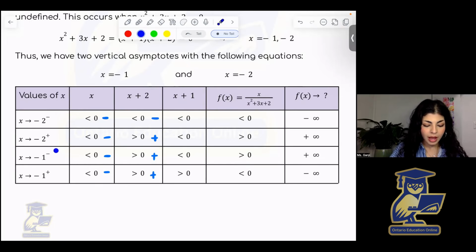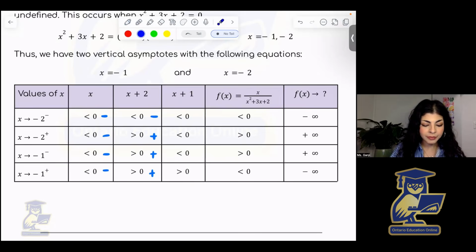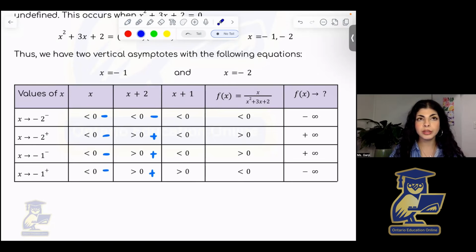Or for example, here, if I choose for this one, x is approaching negative 1 from the right-hand side, then I can choose any value of x that's greater than negative 1, for example, 1, and I'll see that this is positive. And for these ones, you have to interpret the intervals in between these.